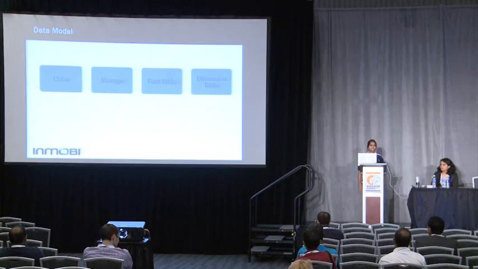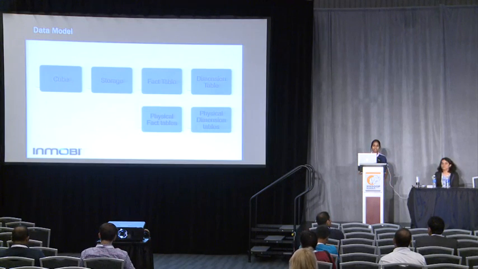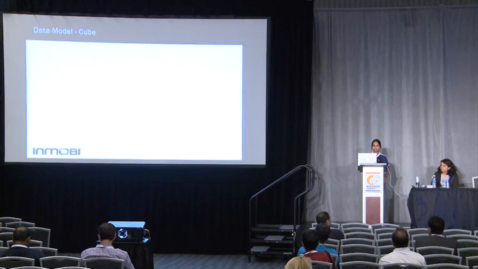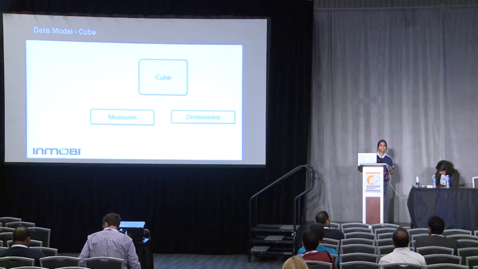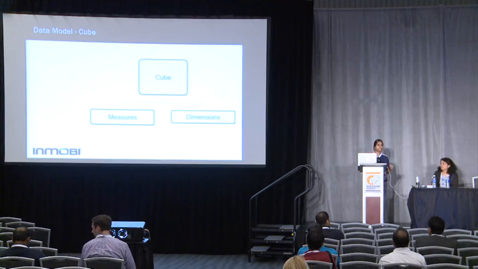And a dimension table is a table holding all your attribute data. Fact table and dimension table can be present on a physical storage. So they are physical fact tables and physical dimension tables. So a cube consists of a set of measures and dimensions. Measures are anything that you can measure, and a dimension is something describing your measure.